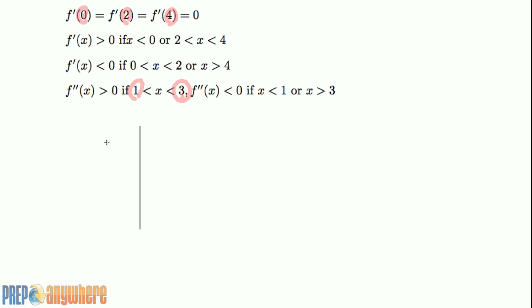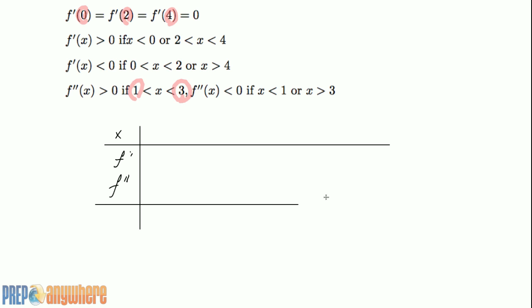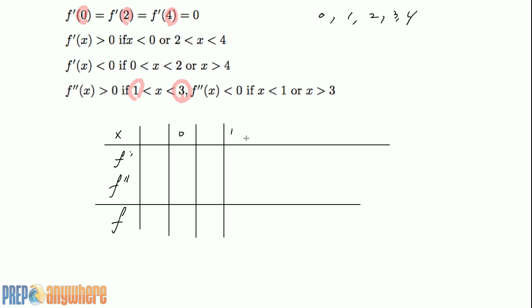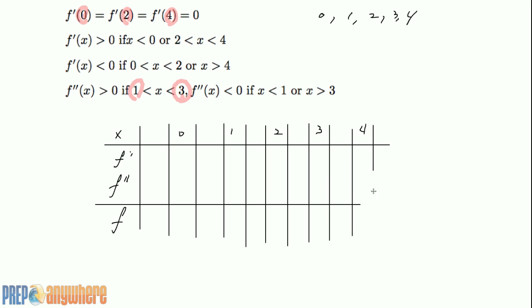So we create a box which summarizes information about x, f prime, f double prime, and the function itself. And you put the numbers that are given. So 0, 1, 2, 3, 4 are the numbers that we have to consider. The space between the numbers represents all numbers between them, for example, all numbers between 0 and 2, all numbers between 1 and 2, and so on.